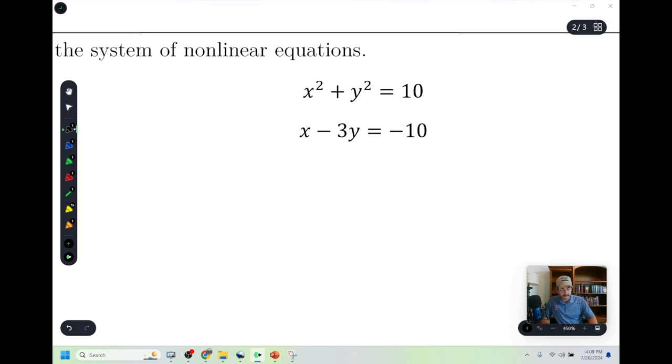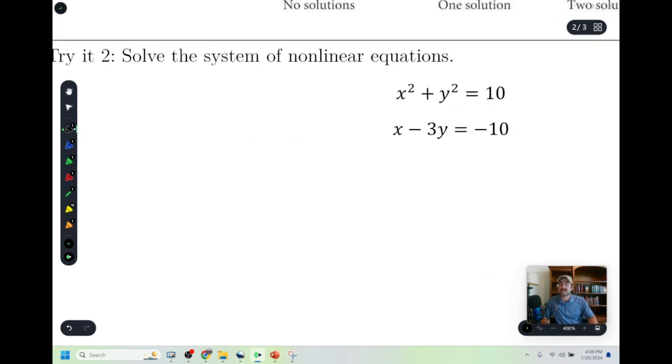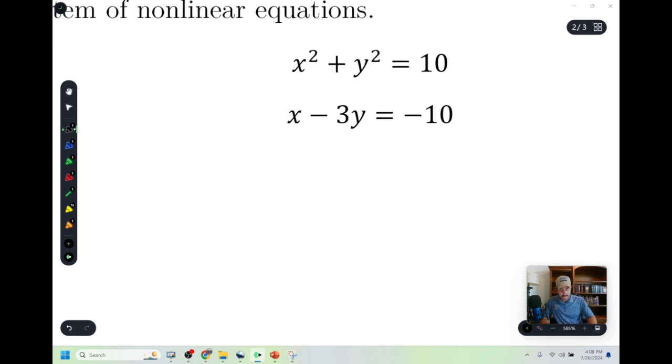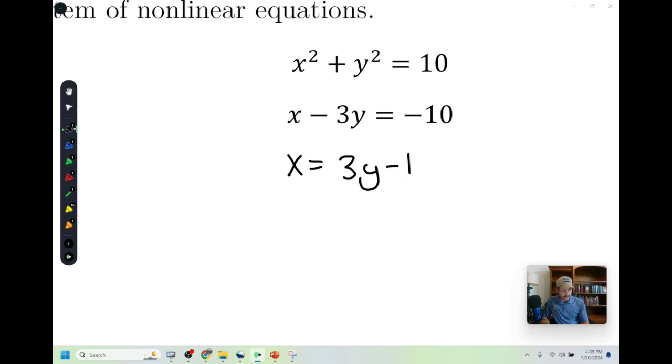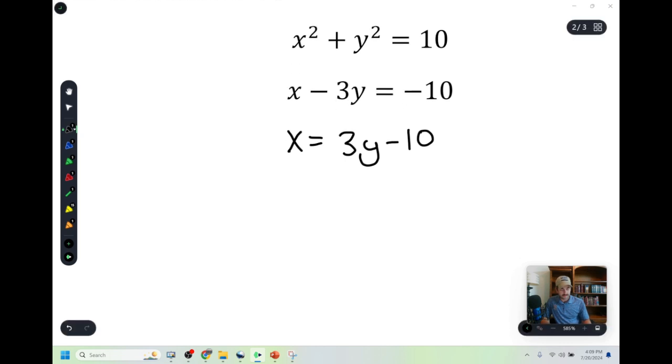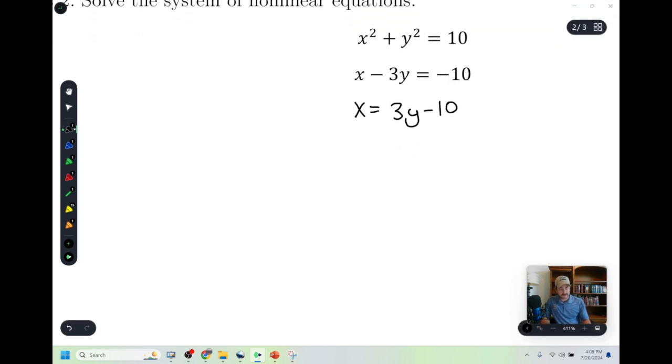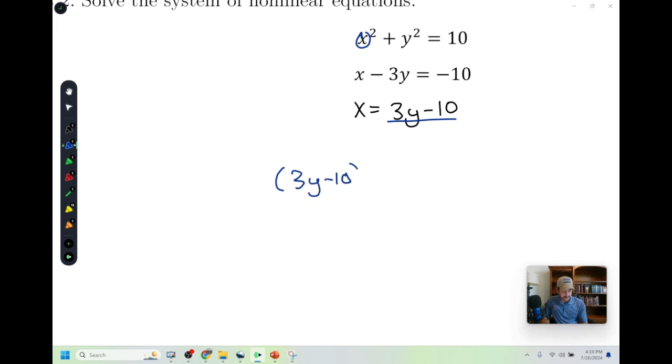It doesn't say to do it with any type of system. That's okay. So I'm going to do it with substitution. I'm going to take this x and say x equals 3y minus 10. Yep, it's totally fine. And then I'm going to take that x and plug it in where I see an x value. And so I'll get parentheses 3y minus 10 squared plus y squared equals 10.